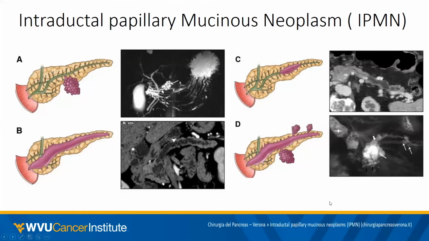As we move on to the top right-hand image, we can see this is a variation of a main duct IPMN with segmental involvement of the duct with otherwise no associated obstruction. Moving then to the bottom left-hand image, we have, again, a main duct IPMN rather than the segmental version. It is just diffuse dilation of the duct and filled with mucin. And then finally, in the bottom right-hand corner, we have a mixed type pattern, which shows us features of both a main duct and a side branch IPMN.